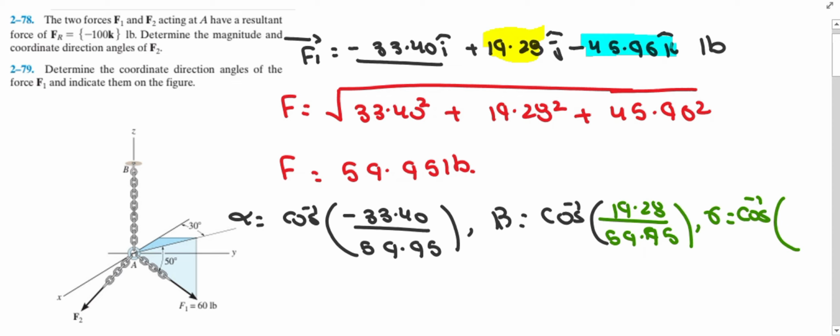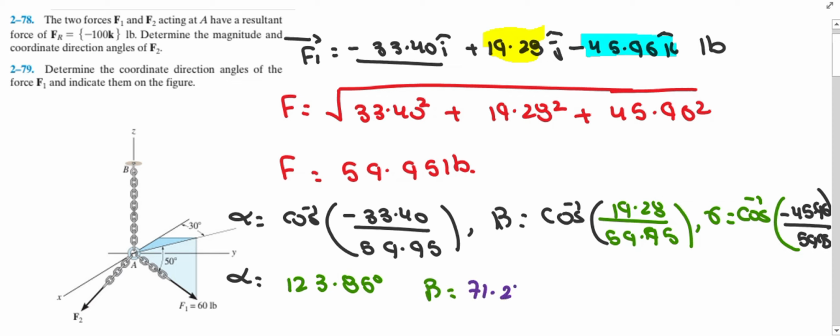The value of Fz is negative 45.96. So it will become negative 45.96 divided by 59.95. So the value of alpha is nothing but 123.85 degree. Similarly, the value of beta is 71.24 degree. And lastly, the value of gamma is 140.05 degree. So this is basically the coordinate direction angles of F1.